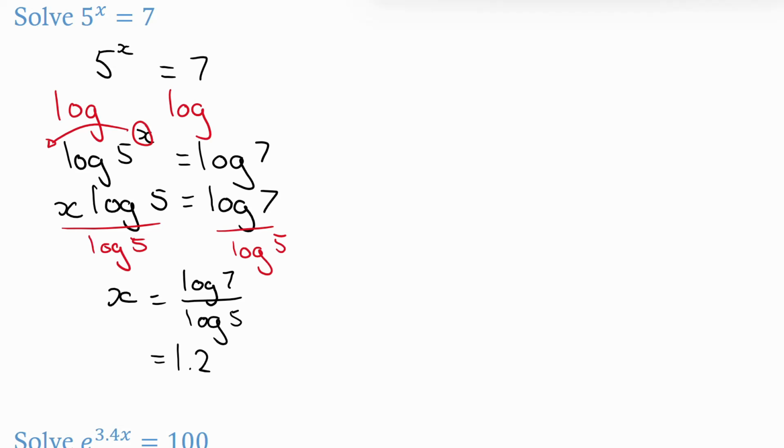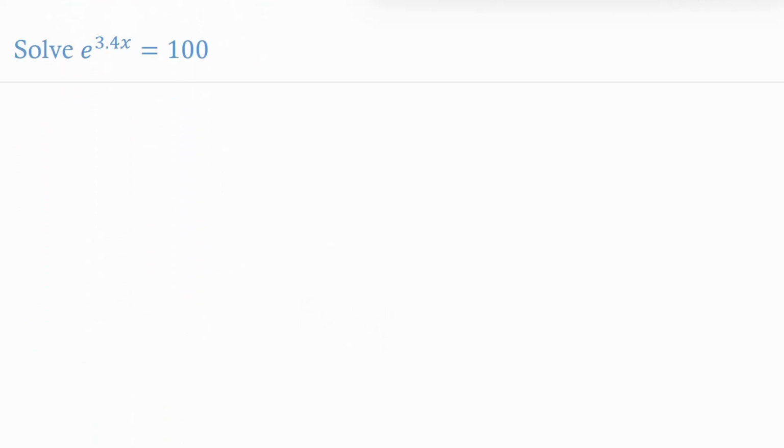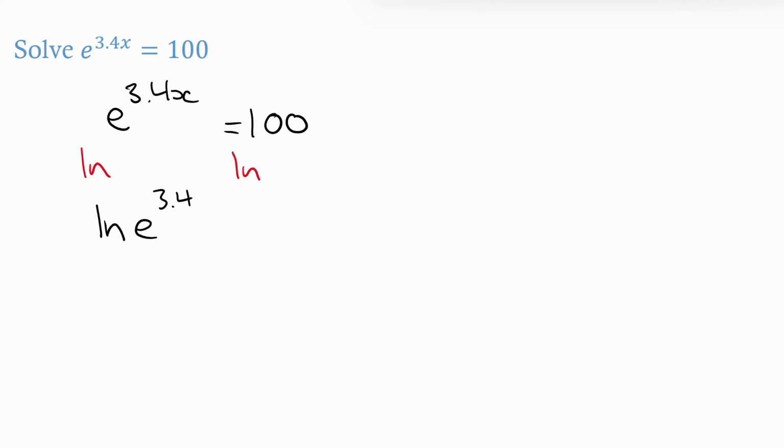Alright, so you take the log of both sides, use your log laws so the x can be out the front, and then divide by log 5. What we're going to do here is a very similar thing, except this time instead of doing log, we're going to do ln, the natural log. So if I start with e^3.4x equals 100, we're going to take the natural log of both sides. So ln e^3.4x equals ln 100.